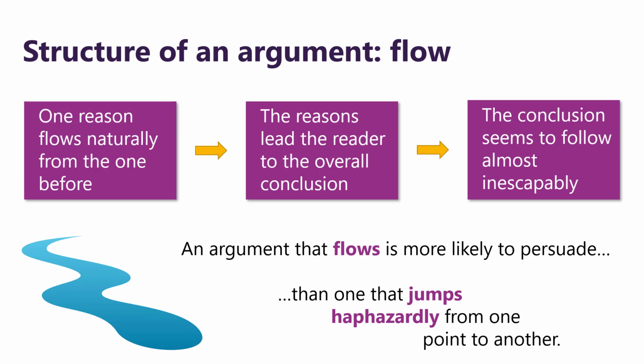It's really important that all of this flows together. One reason must flow naturally from one to the other, and all of those things must flow towards the conclusion. The conclusion should not be a surprise. It should almost be inescapable. Your reader should know in which way they're going. You should be very clear with this from the start. As such, an argument that flows is more likely to persuade than one that maybe jumps haphazardly from one point to another. These can be very confusing for your reader to understand.